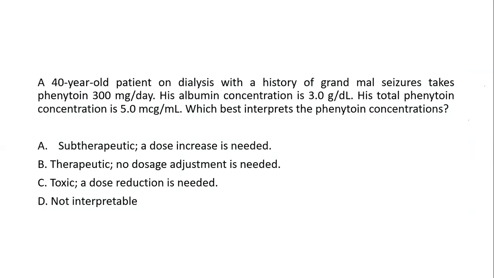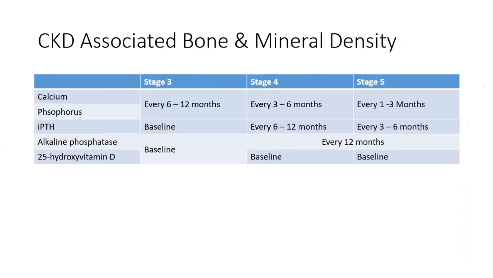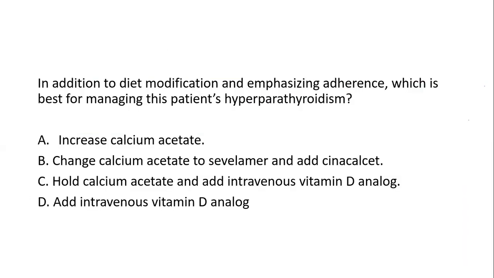So this was a patient on dialysis. In that case, when we have to choose an option, either we increase calcium acetate, his corrected calcium, which you can see from previous slides how to calculate, is 10.5, he's hypercalcemic. Or we change calcium acetate to sevelamer and add cinacalcet, or hold calcium acetate and add an intravenous vitamin D analog. What do you think we should do?